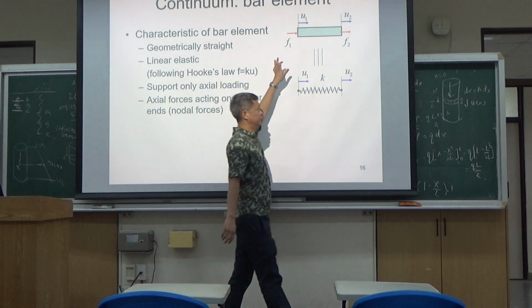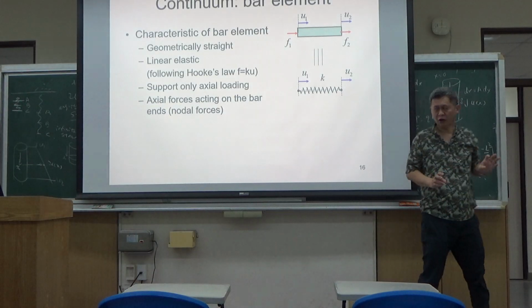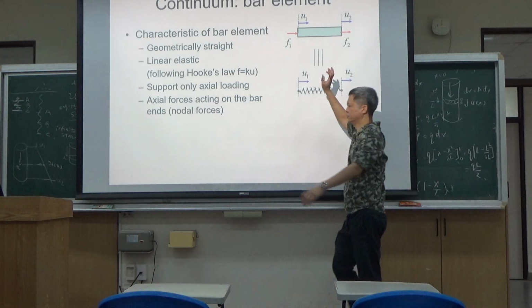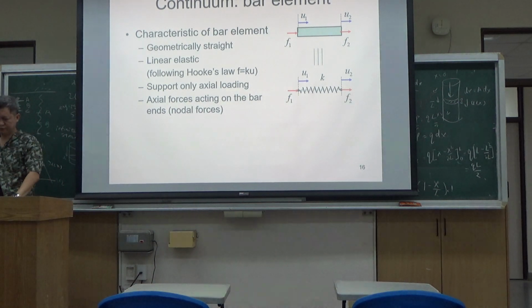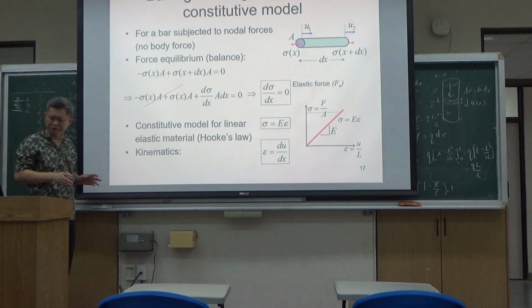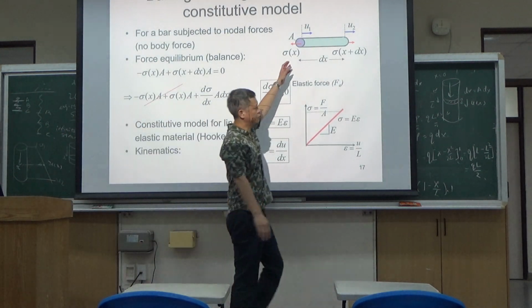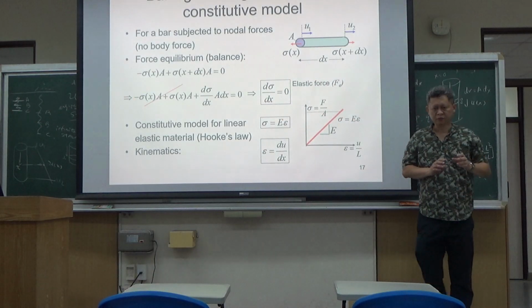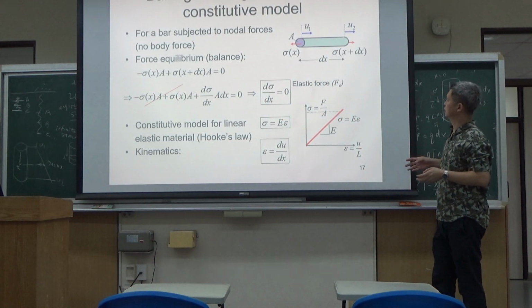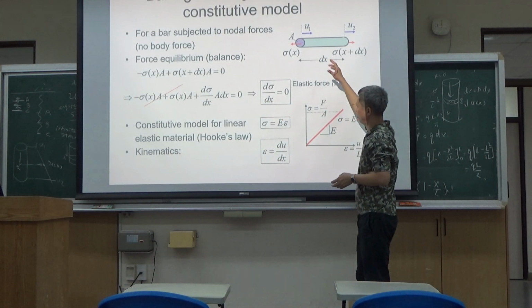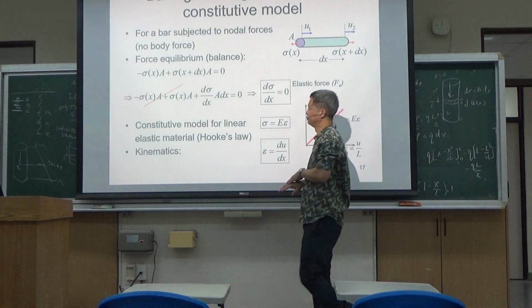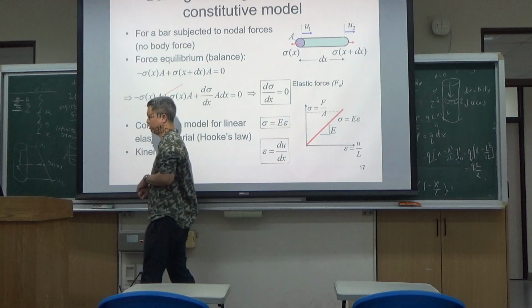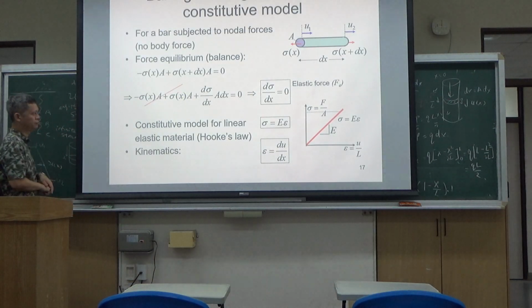So let's summarize what we did. Previously, we assumed the finite element is just a rod subjected to tip forces. You only need to solve for the tip equation. Now you assume it to be a continuous rod. It can be subjected to body forces. So we have the force in terms of the displacement.